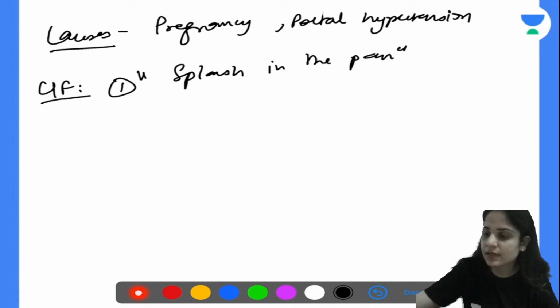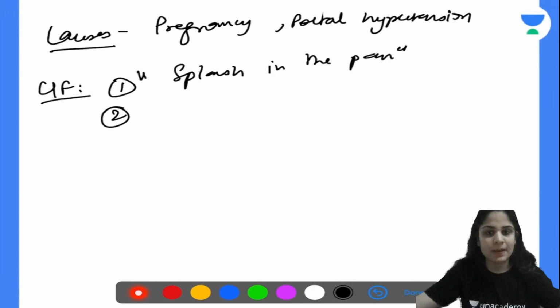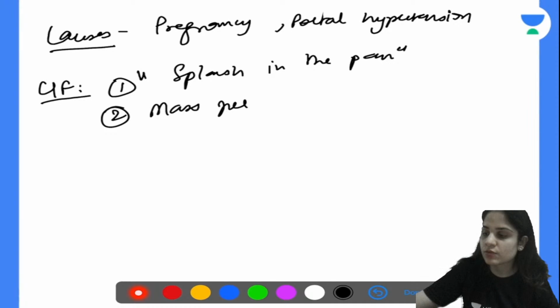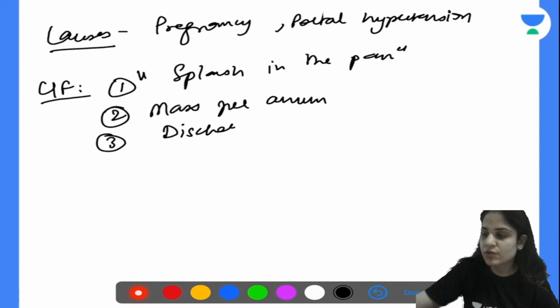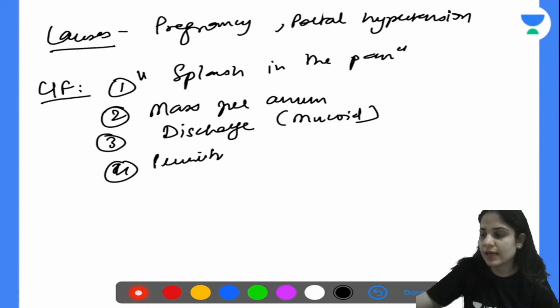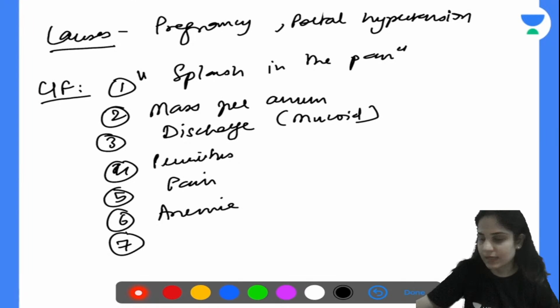So the first important term that they use is splash in the pan of bright red and fresh blood. Second thing is you can feel a mass through the anus. So that prolapsed mass can be felt, it can also be seen through the anus. Then because of the mass present through the anus, you will constantly have a mucoid discharge present. In that area, you will also have irritation and pruritus present. Then you can have pain, you can have anemia because of the blood loss, you can have secondary infection.